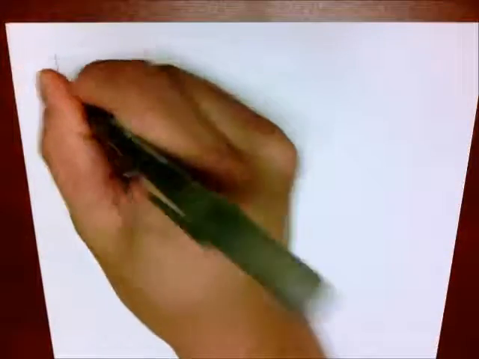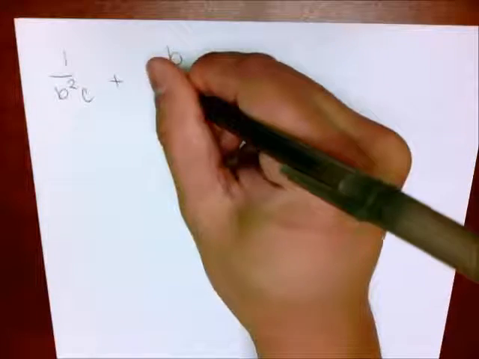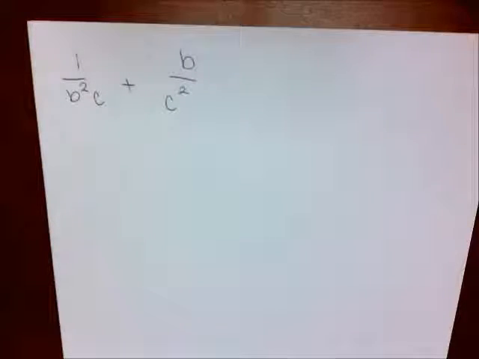Alright, so let's start with your problem. Over here is 1 over b squared c plus b over c squared. So you have to find the least common denominator just like you did before.